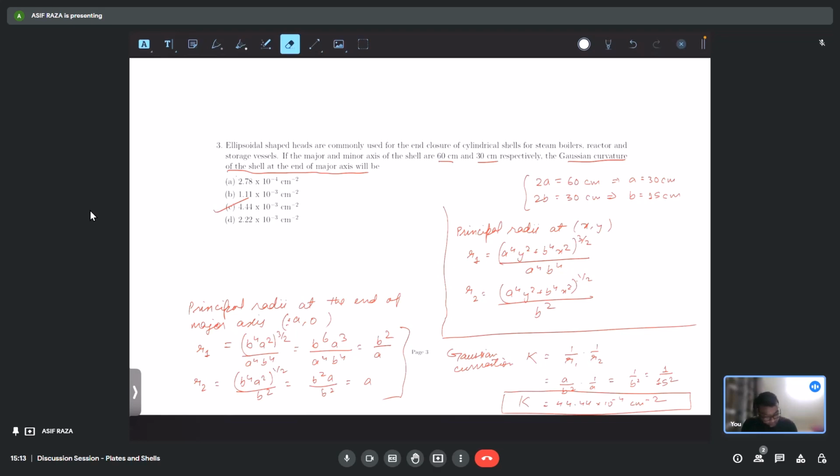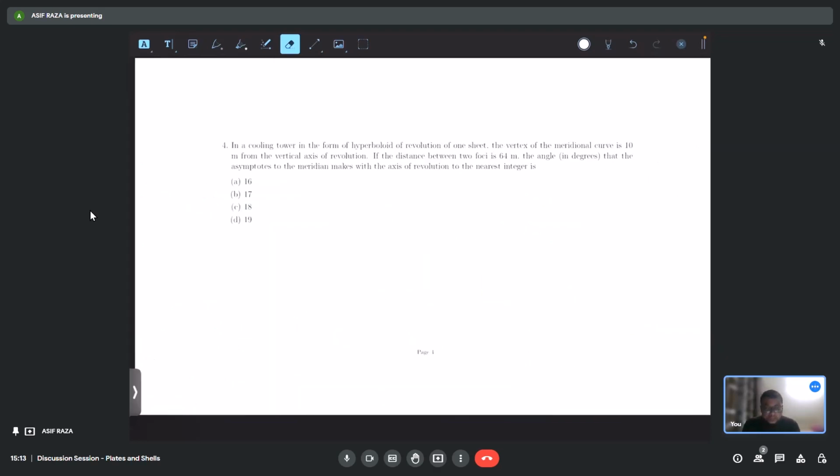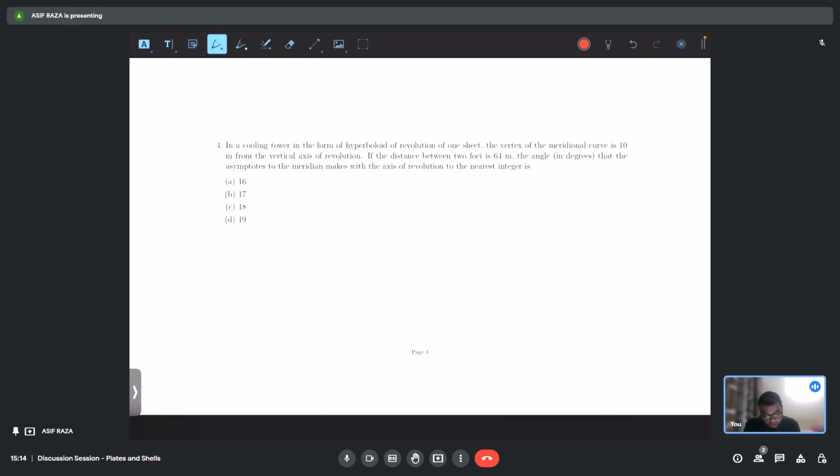Okay, let's move on to the next question. In a cooling tower in the form of a hyperboloid of revolution of one sheet, the vertex of the meridional curve is 10 meters from the vertical axis of revolution. If the distance between the two foci is 64 meters, the angle in degrees that the asymptotes to the meridian make with the axis of revolution is.